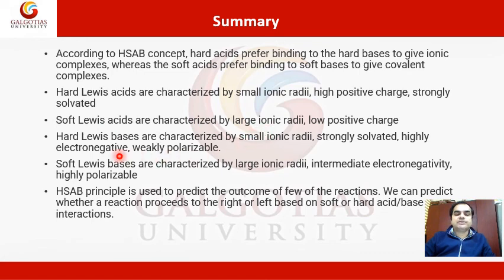Hard Lewis bases are characterized by small ionic radii, strong solvation, and high electronegativity, and are weakly polarizable, while soft Lewis bases are characterized by large ionic radii, intermediate electronegativity, and high polarizability. The HSAB principle is used to predict the outcome of a few reactions. We can predict whether a reaction will proceed to the right or left based on the soft or hard acid-base interaction.